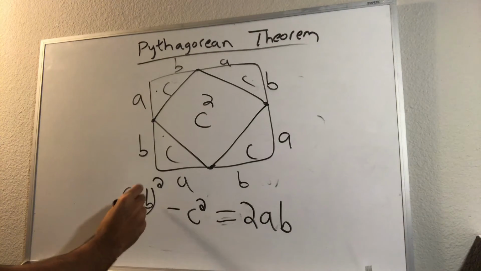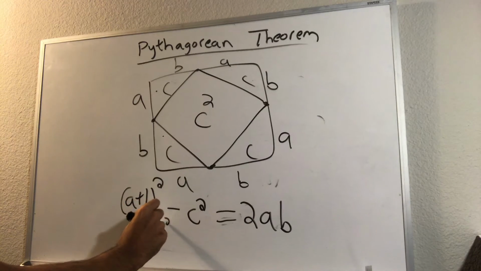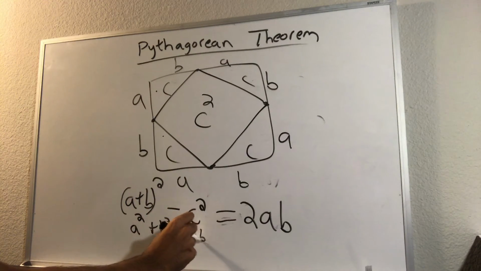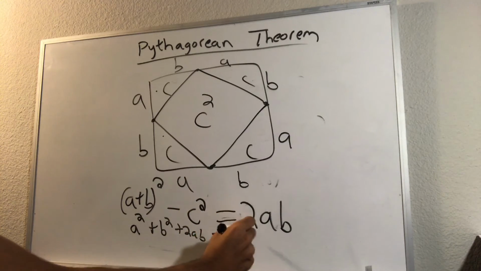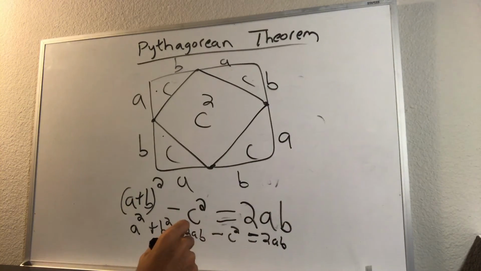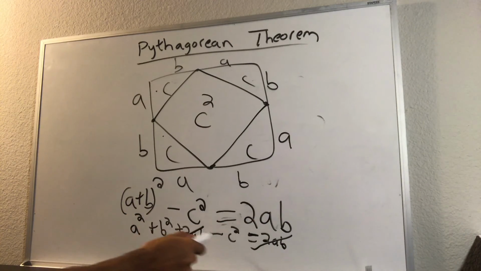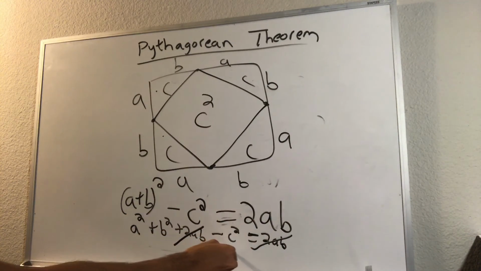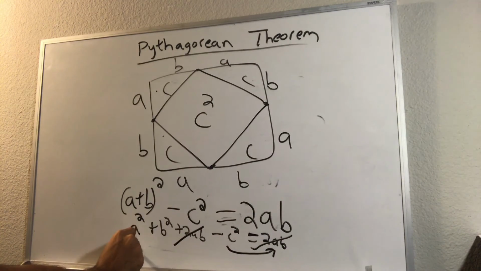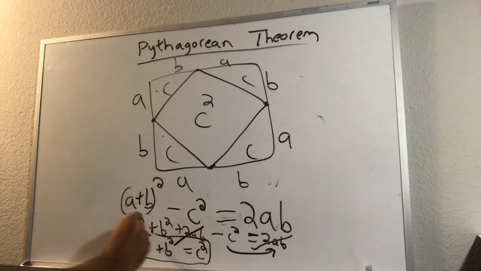Now, we do this again. This is another formula that you should know. It's a squared plus b squared plus 2ab, and then we have the minus c squared. Minus c squared should give us 2ab. And looking at this, 2ab cancel, and we have a squared plus b squared minus c squared is equal to 0. Moving the c squared here, we're left with a squared plus b squared is equal to c squared, which is the Pythagorean theorem. So in this one, we have proved the Pythagorean theorem.